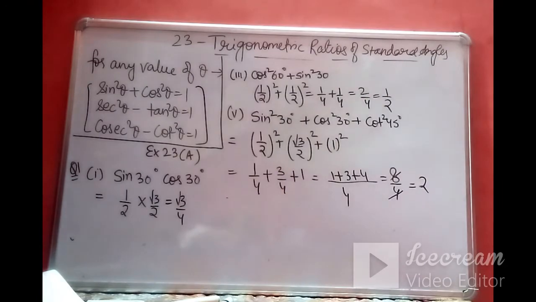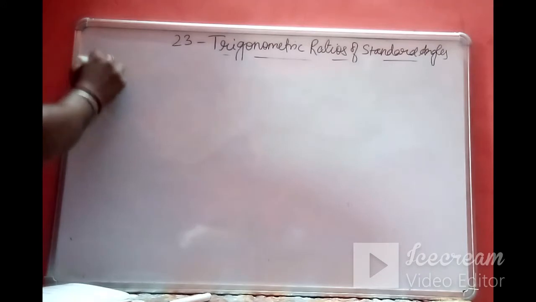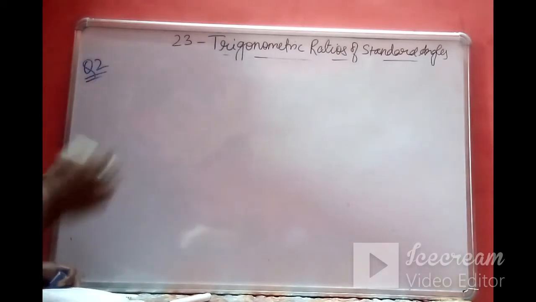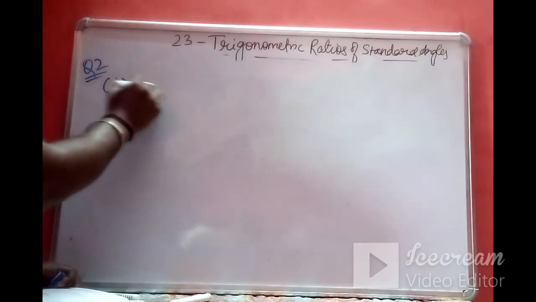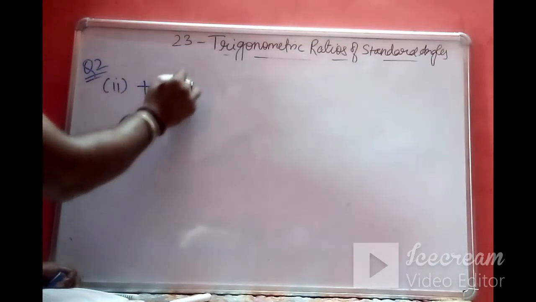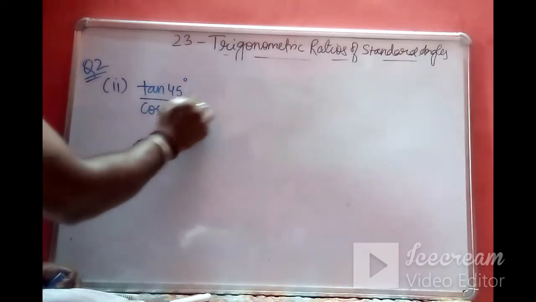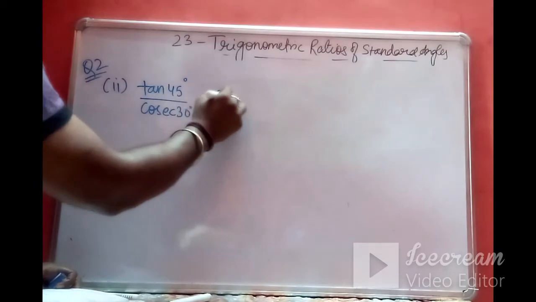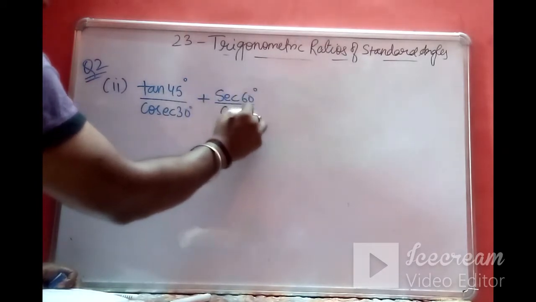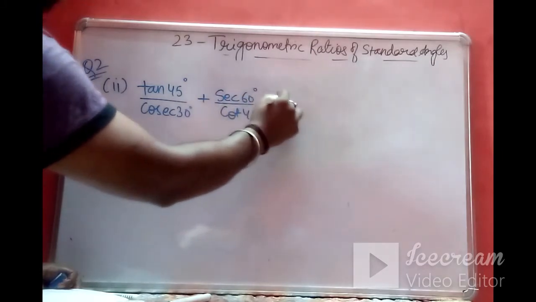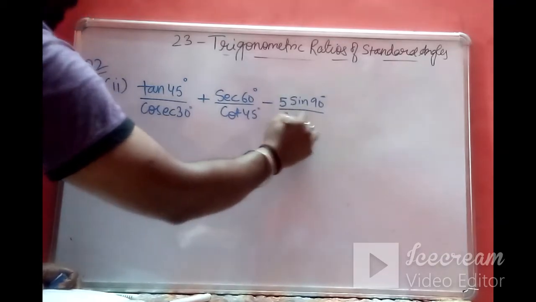Okay, then for question number 2, suppose the second part: we have to find the value of tan 45 degree upon cosec 30 degree plus sec 60 degree upon cot 45 degree minus 5 sin 90 degree upon 2 cos 0 degree.